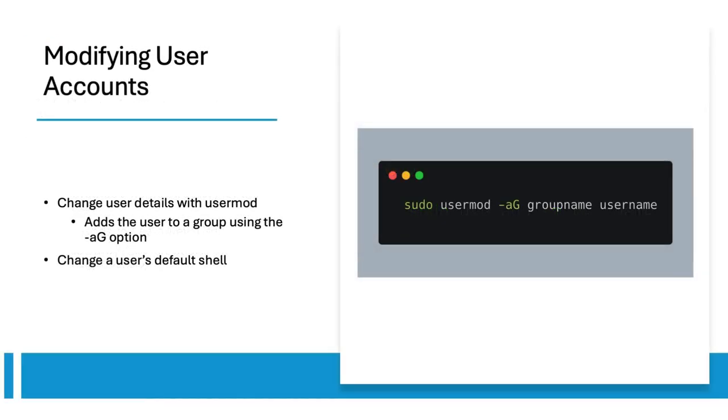To change user details, use the usermod command. You can add a user to a group using the -G option and change a user's default shell.